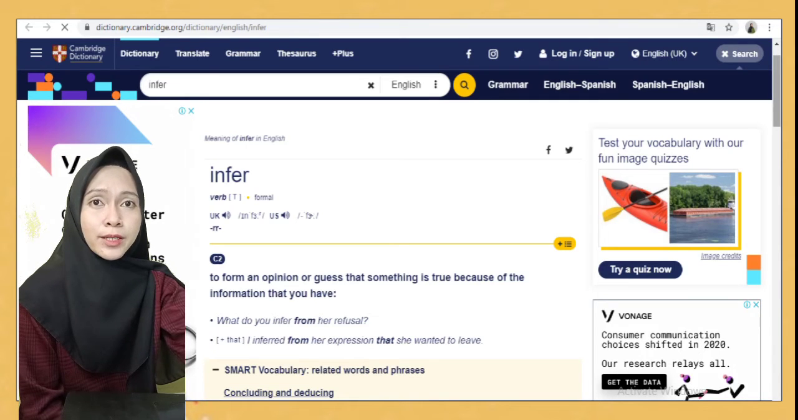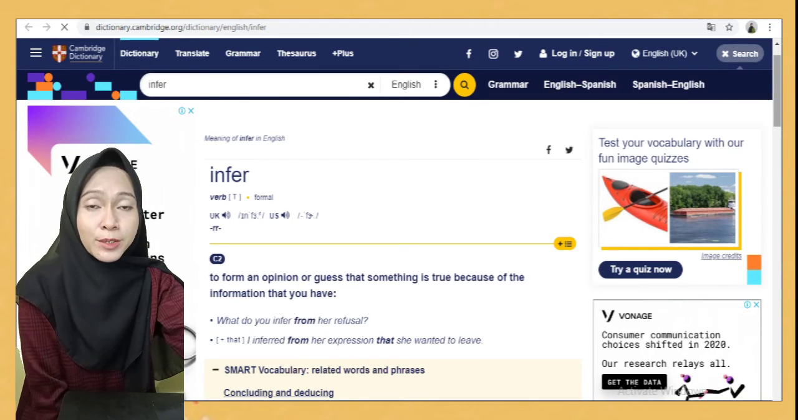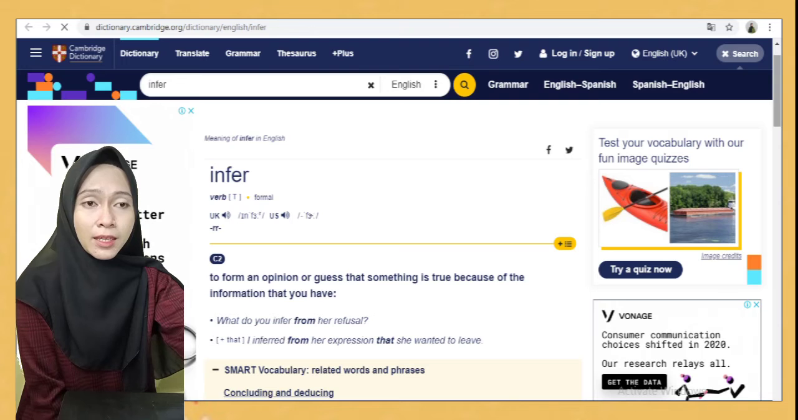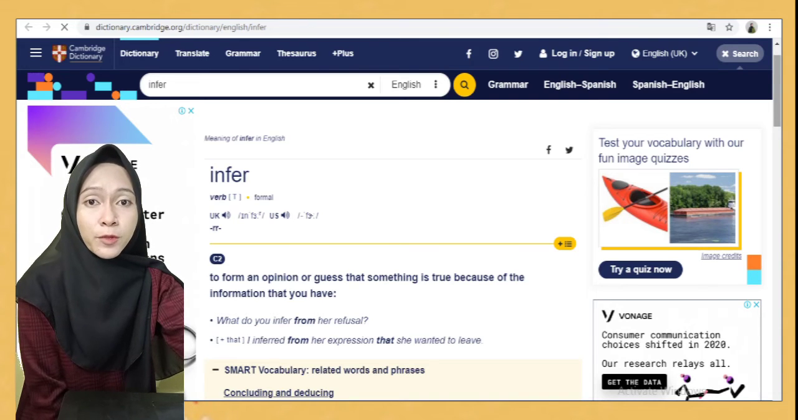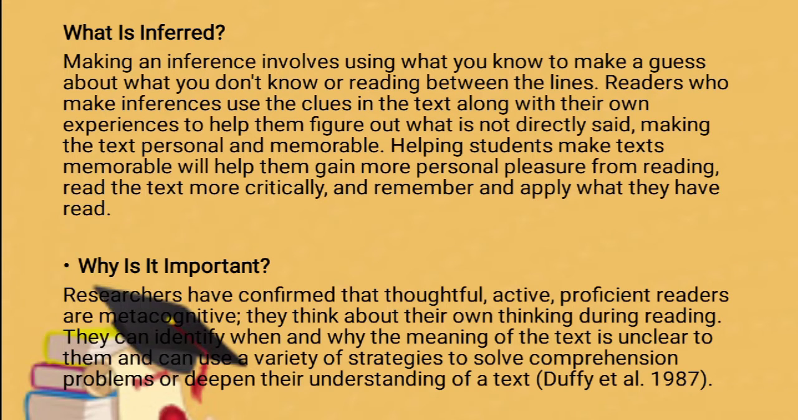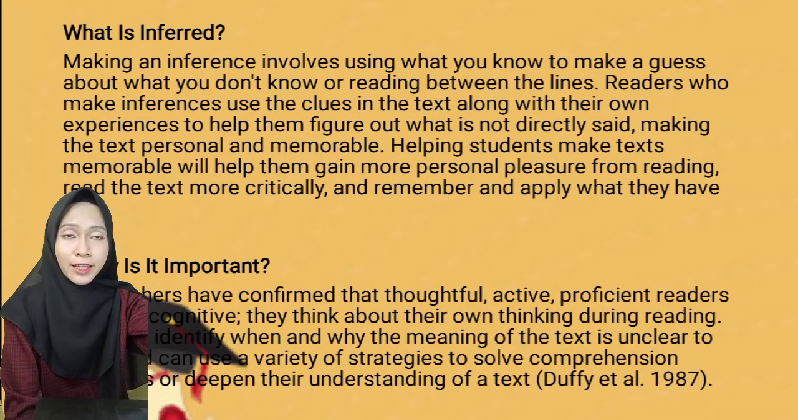Based on the Cambridge Dictionary, the word "infer" means to form an opinion or guess that something is true because of the information that you have. So it means that to infer is to form an opinion or suggestion about something because we have the information before. And then in the next slide, we can see the meaning of the word "infer".